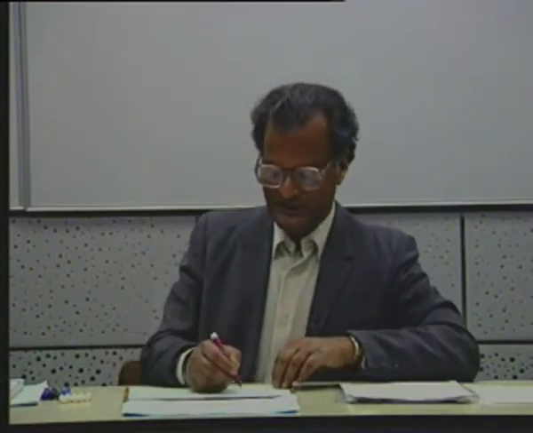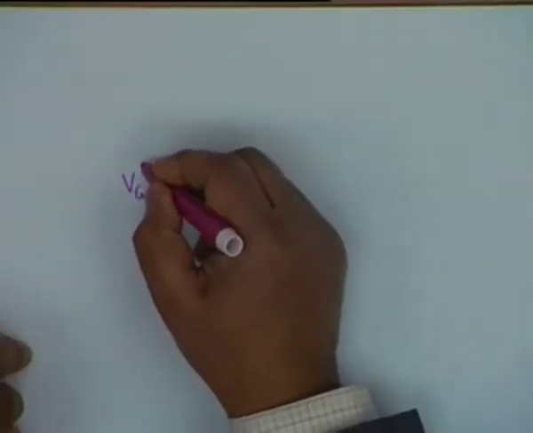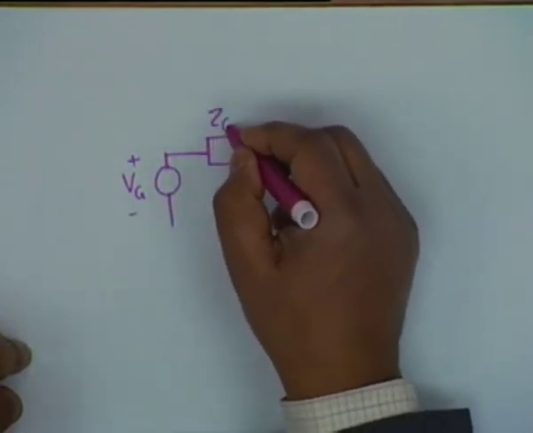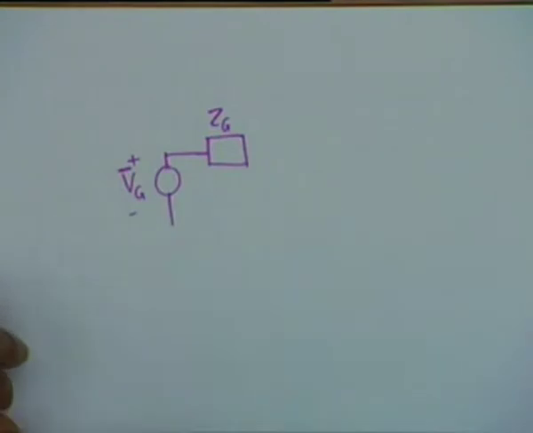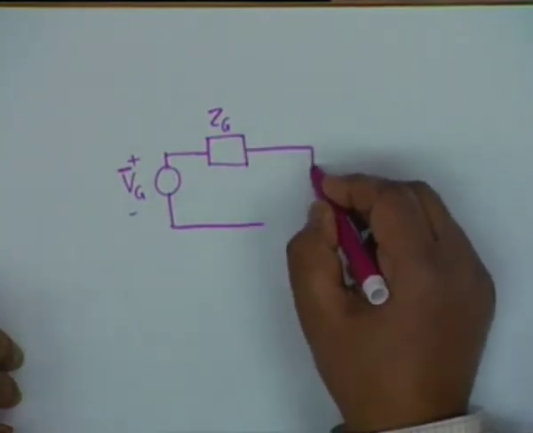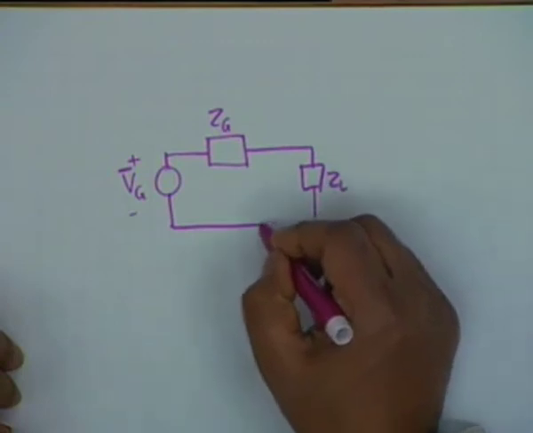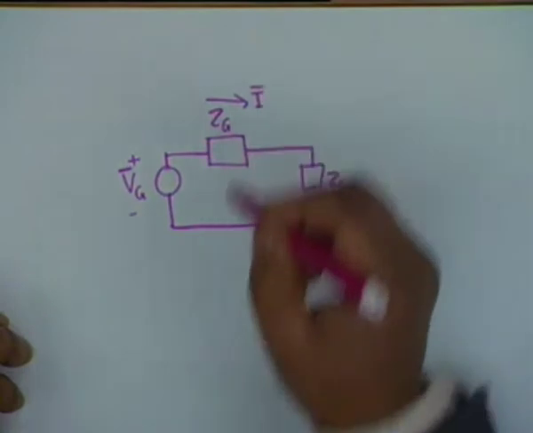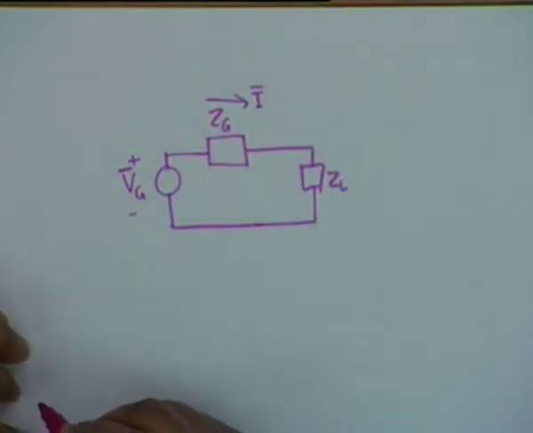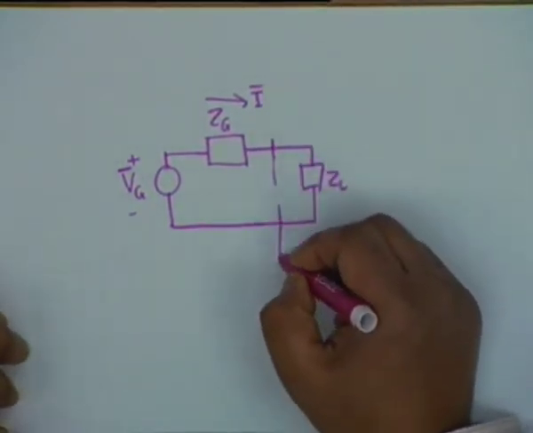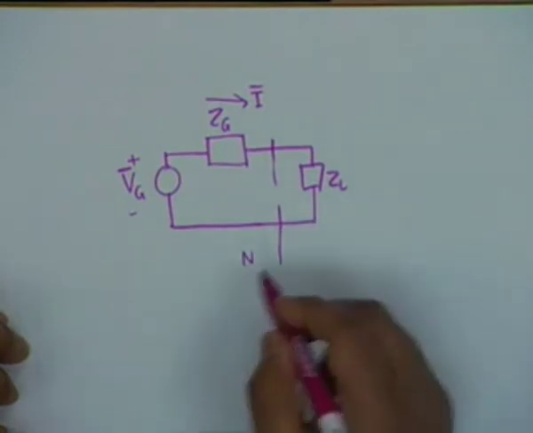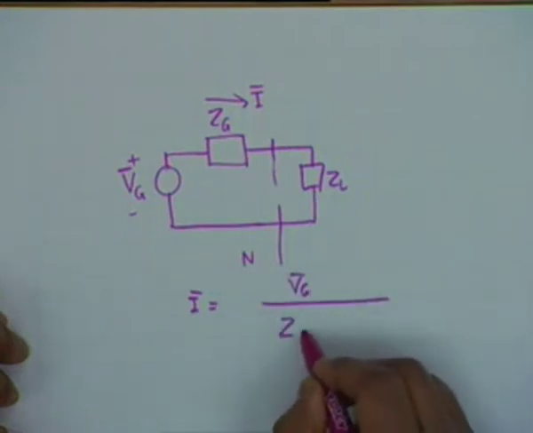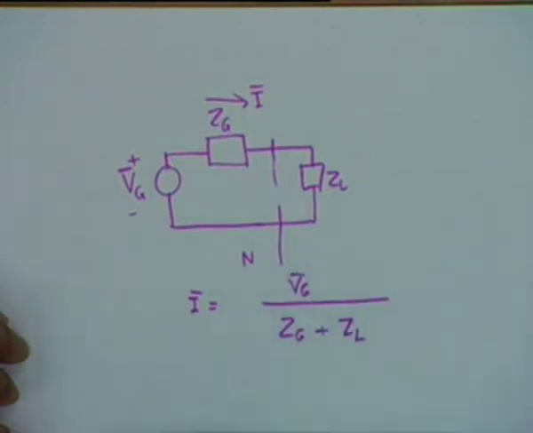Let us replace the network N by a voltage source Vg and an impedance Zg. Vg is a phasor, and we connect it to the load ZL. Then the current in the circuit I, this represents the network N. This is the Thevenin equivalent. The current phasor in this circuit is Vg phasor divided by Zg plus ZL.